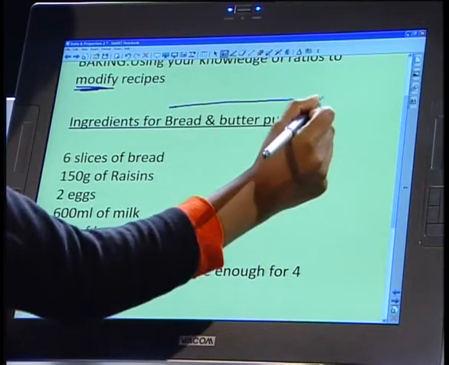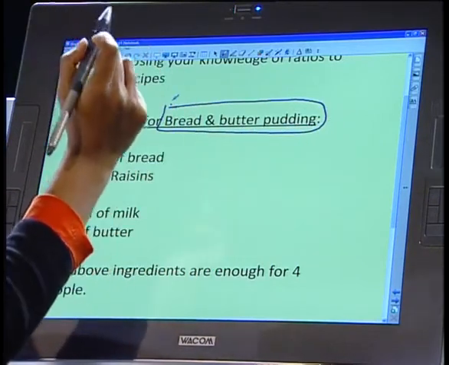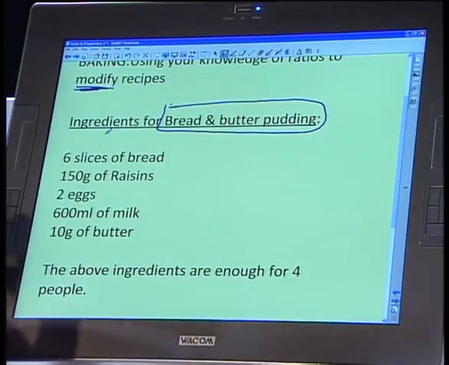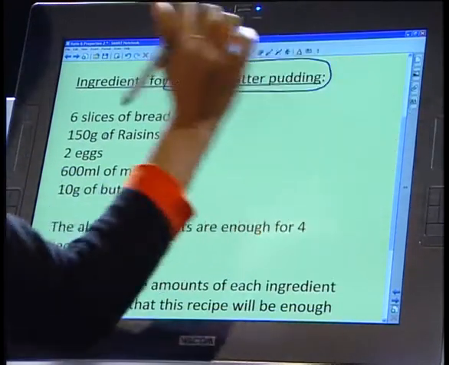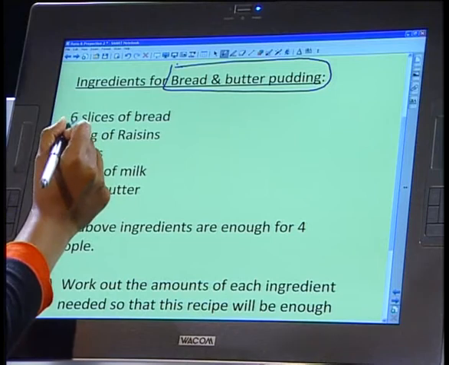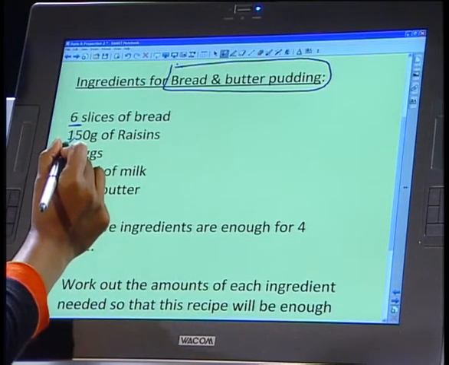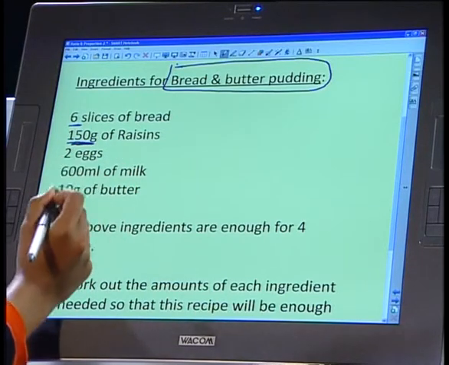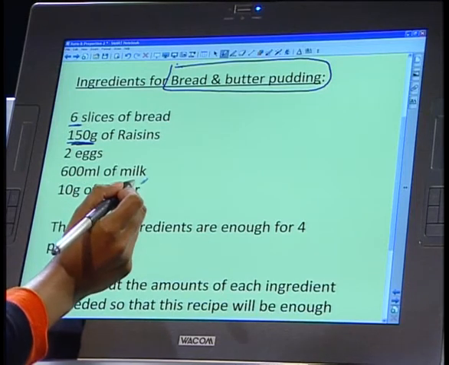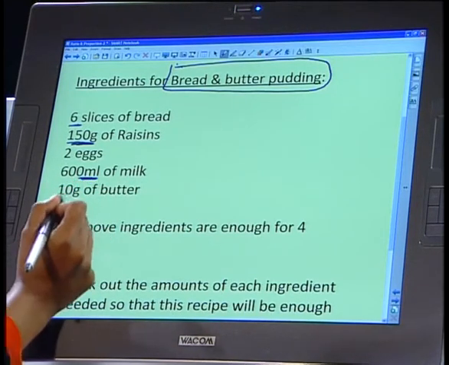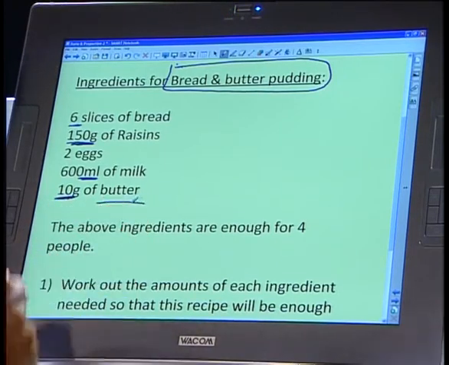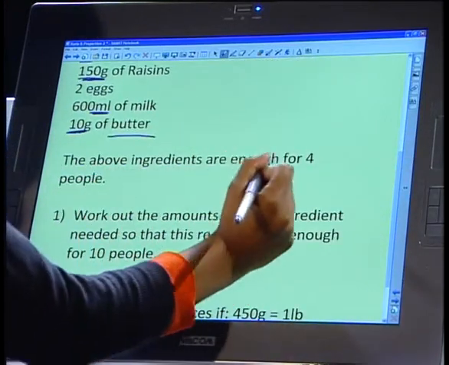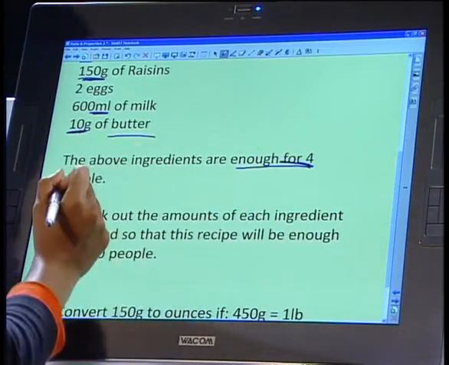Now this is just a pudding, as it says, a bread and butter pudding. And what they do is they list the ingredients. So in other words, all the contents, all the things you're going to be using to make this pudding. They tell us you will require 6 slices of bread, 150 grams of raisins, note your units here, 2 eggs, 600 milliliters of milk, again note that this is in milliliters, and 10 grams of butter. They tell you that if you use this combination of ingredients, you will then have enough of this bread and butter pudding for 4 people.